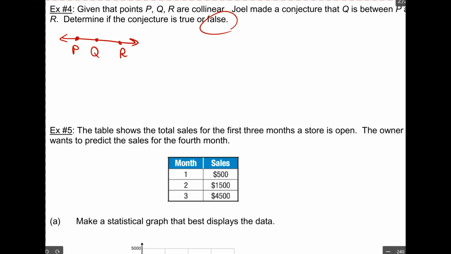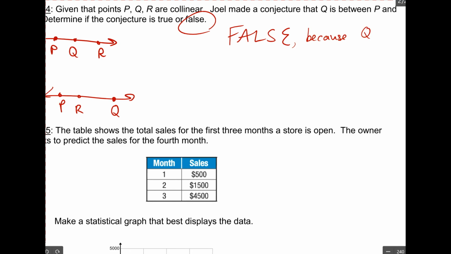It's false. It does not have to be. The way I drew it, I was trying to mislead you. What happens if this is P, this is R, and then Q is over here? Then Q would not be between P and R. It's still collinear, exactly. So it's not exactly true. So it's false because Q does not have to be between.